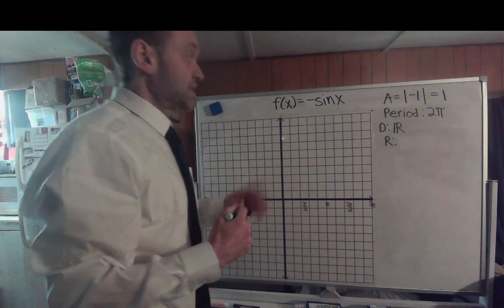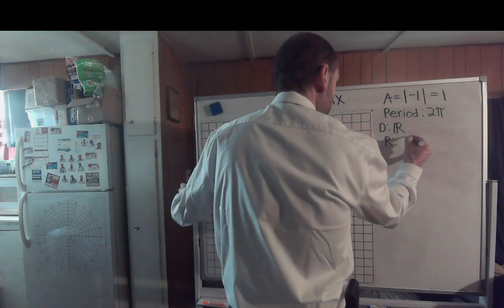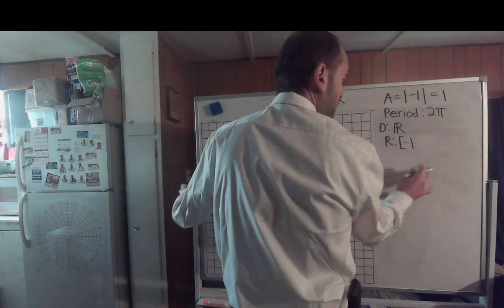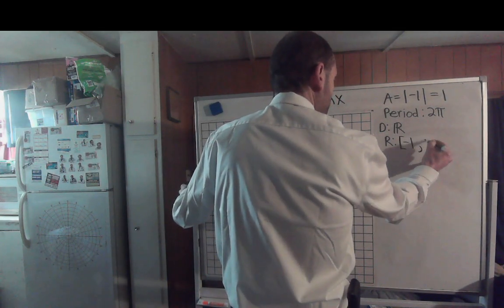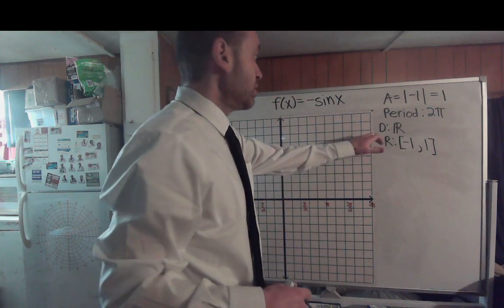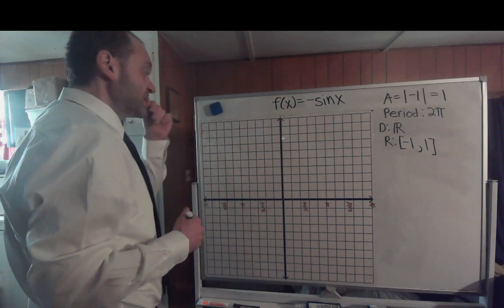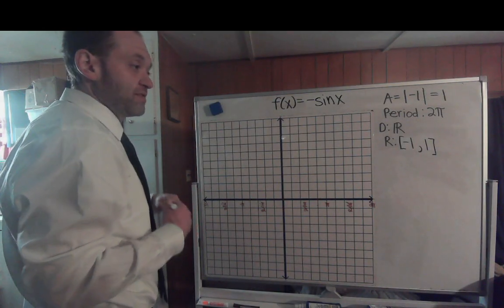Now, what does that mean? Your amplitude really dictates your range. So your range is still going to be from negative 1 inclusive to positive 1 inclusive. Your domain's still all real numbers. Your period is still 2 pi. So let's graph f of x equals negative sine of x.